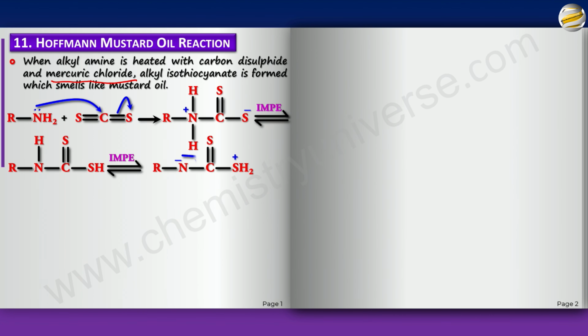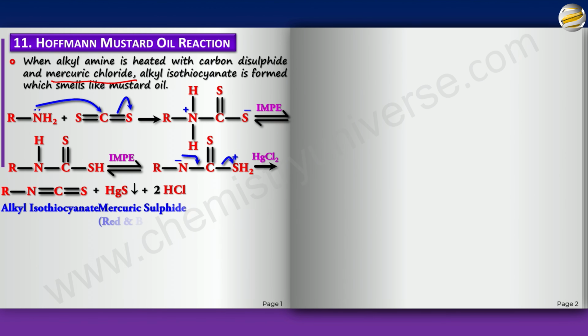This mercuric chloride helps release this H2S, because this HgCl2 will react with H2S, forming a reddish and black precipitate of HgS. And so this is the alkyl isothiocyanate, and you have the HgS precipitate and HCl, and this smells like mustard oil. And this is the mercuric sulfide, which is red and black. And that would be the precipitate, and you can also use that as a test.